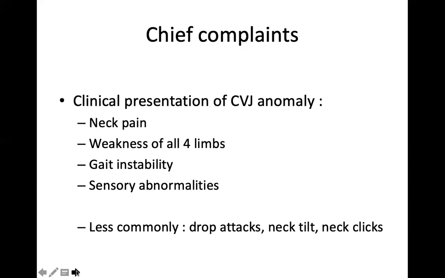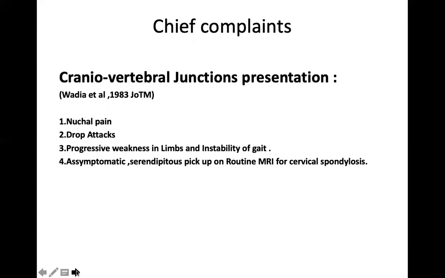Then gait instability due to spasticity. There can be sensory abnormalities. Less commonly, the patient may present with drop attacks, neck tilt, or neck clicks. So these are 4-5 cardinal symptoms which a patient of CV junction anomaly usually presents with.